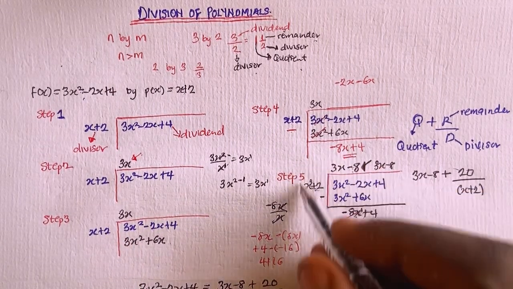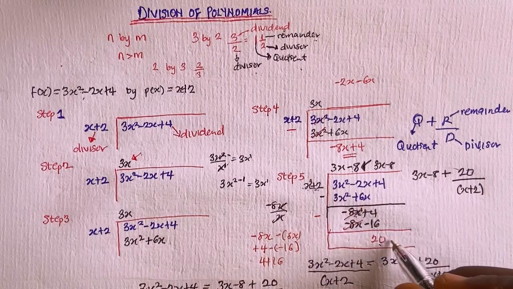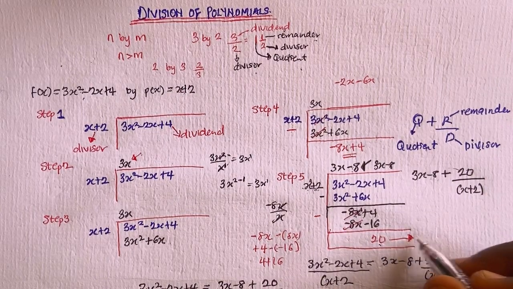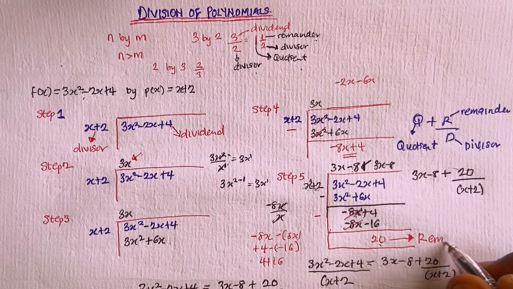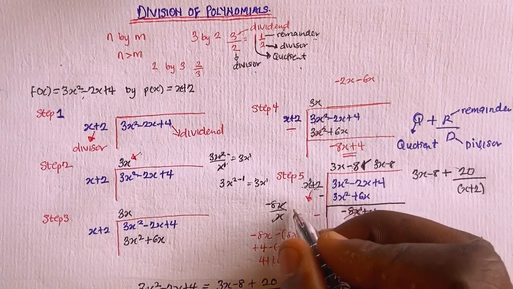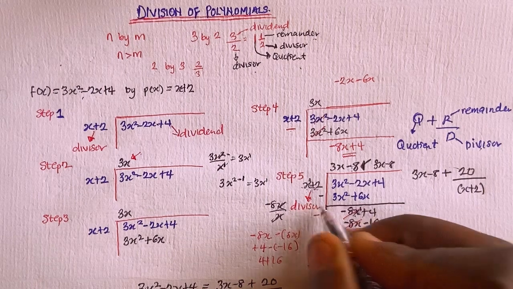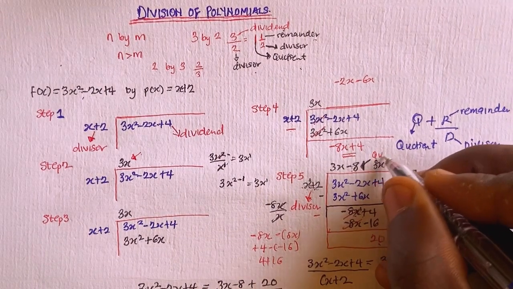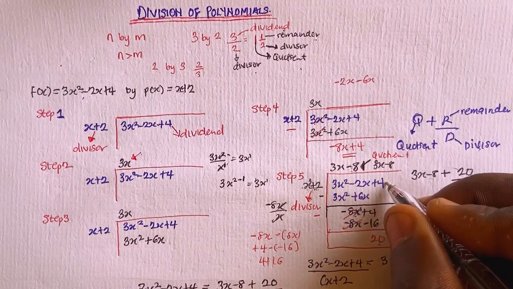Then after that, you move to step 5. In step 5, we have our remainder to be this. These are the remainder, these are the divisor, these are our quotient, and these are the dividend.